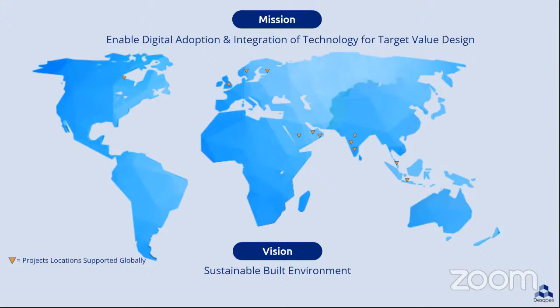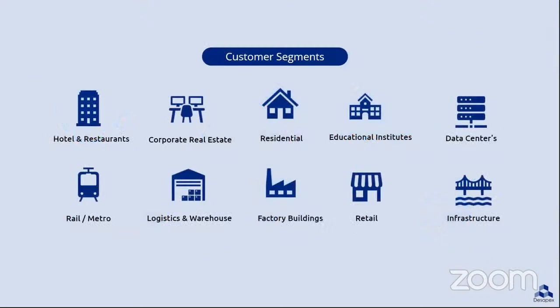We are headquartered at the Silicon Valley of India, Bengaluru, and we also operate from 3 other major cities in India: Chennai, Hubli, and Hyderabad. We are serving all over India and also have customers across the globe. These are some of the customer segments which we are serving, starting from hotels and restaurants, cooperative real estate, residential, etc. We can give digital solutions wherever there is capital expenditure and operational expenditure involved.